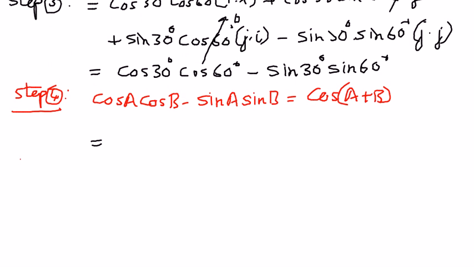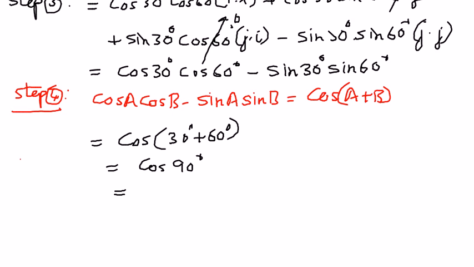So therefore, cosine 30 cosine 60 minus sine 30 sine 60, we can write as cosine of 30 degrees plus 60 degrees. When we simplify that some more, this comes out as cosine 90 degrees. Therefore, cosine 90 degrees is equal to 0. So this is our answer. This is where we want to leave it.